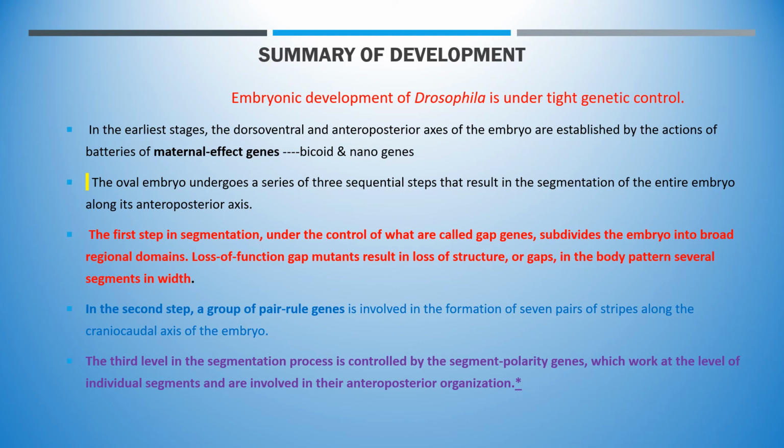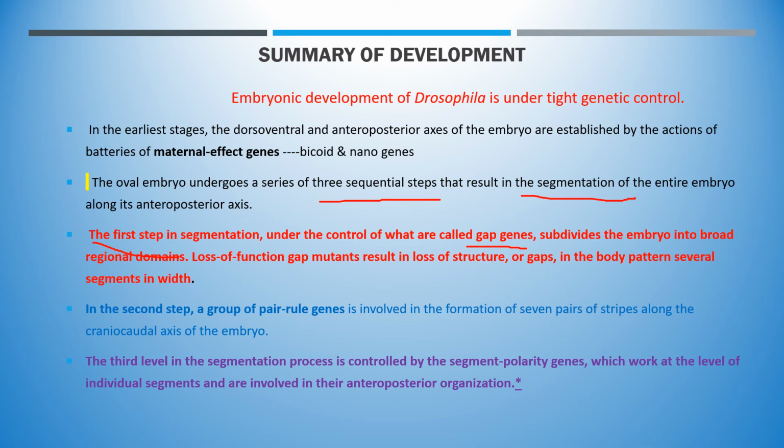The next step is that the oval embryo undergoes a series of three sequential steps that result in the segmentation of the entire embryo, and it starts from the posterior region. The first step in the segmentation is under the control of the gap genes. It subdivides the embryo into broad banding regions, that is the anterior and the posterior region, and the cephalic band appears, as I have told you in an earlier lecture.